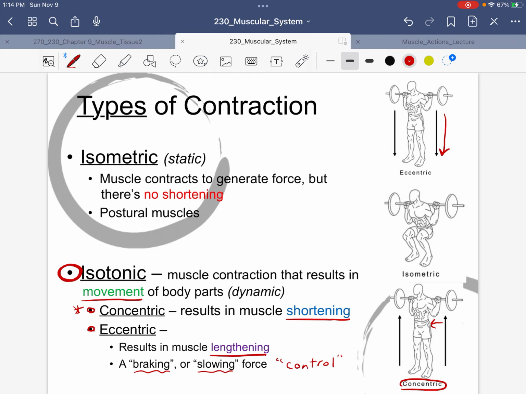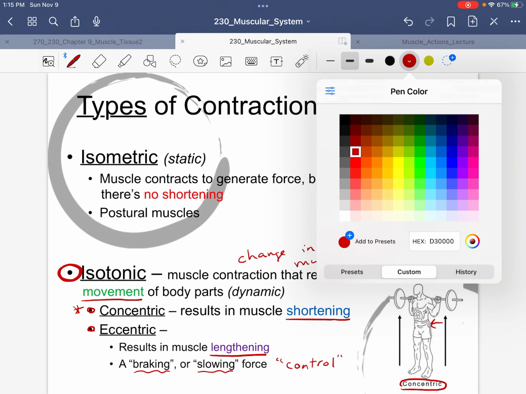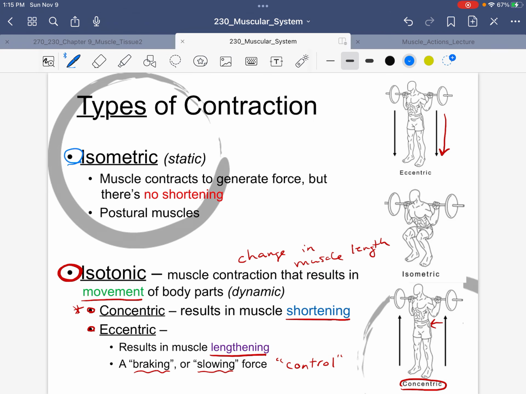Isotonic is when there's a change or a movement of a body part, and there's a change in muscle length. You might also see isotonic defined as some sort of muscle contraction where there's a change in muscle length. In other words, there's movement. The most common is concentric, and then we have eccentric when it contracts while it's lengthening. There's also something called isometric. Isometric is when you contract a muscle, but there's no movement.